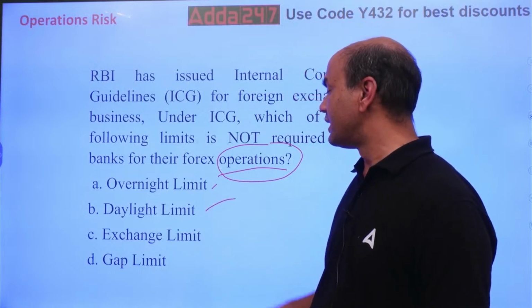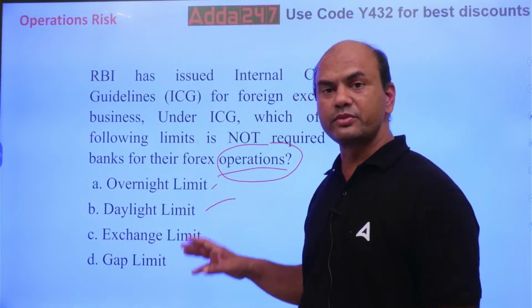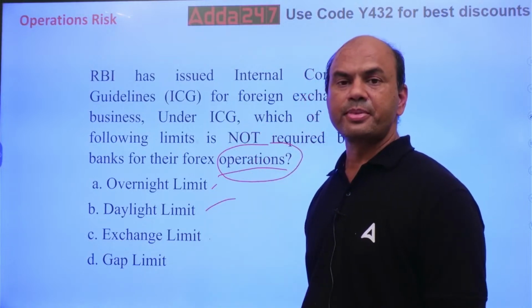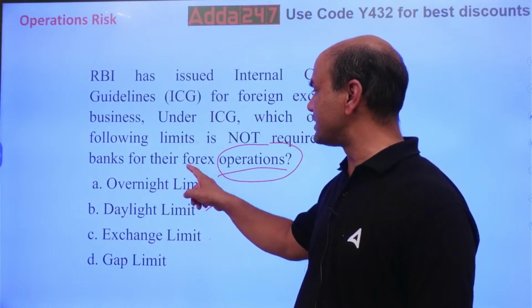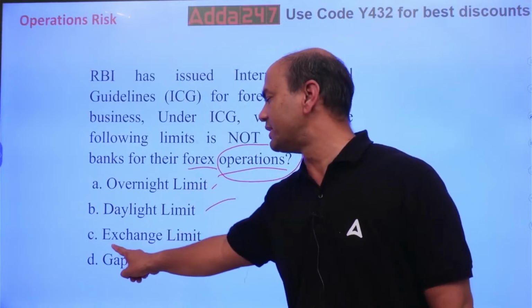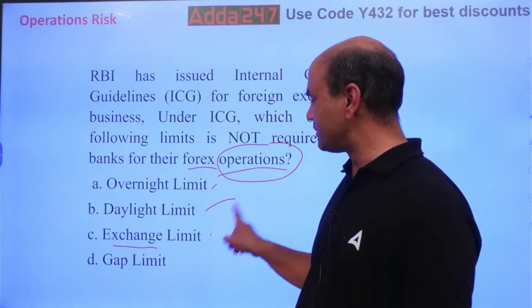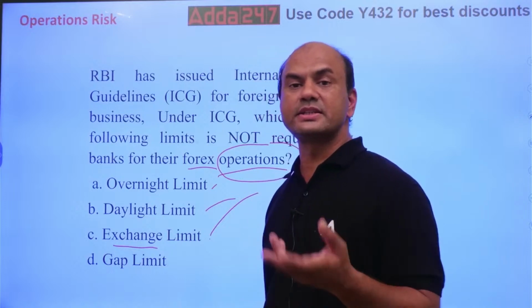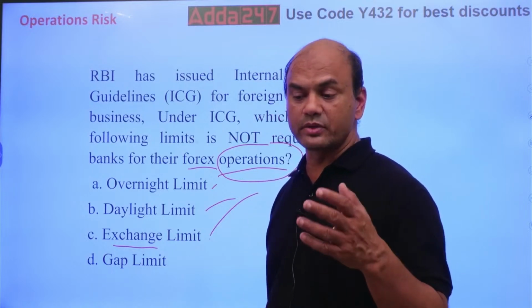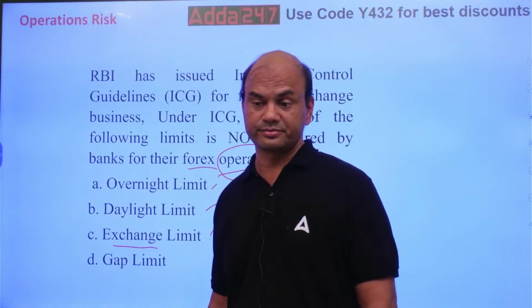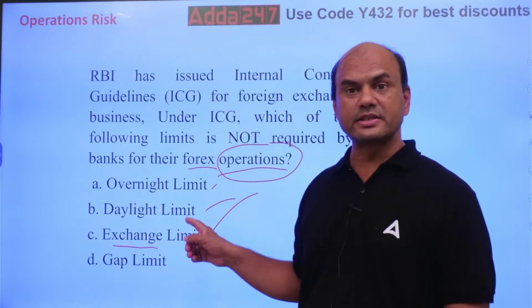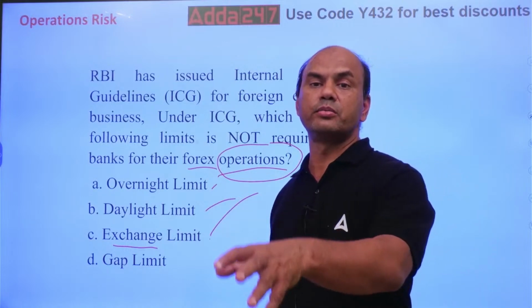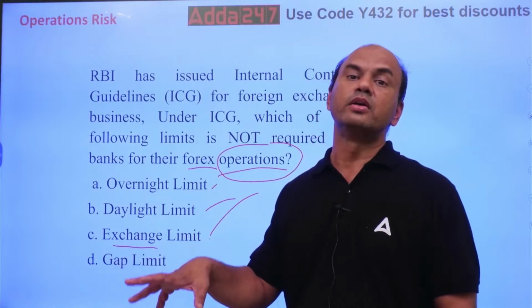Overnight limit, exchange limit, gap limit. Now, one of these is not there in forex operations. Exchange limit, see here, exchange, forex, foreign exchange. So exchange limit is there. Foreign exchange limit for each currency is given. What is the exchange limit? Each currency, how much can you handle? I can have this much limit on dollar, this much limit on pounds, this much limit on Australian dollars.